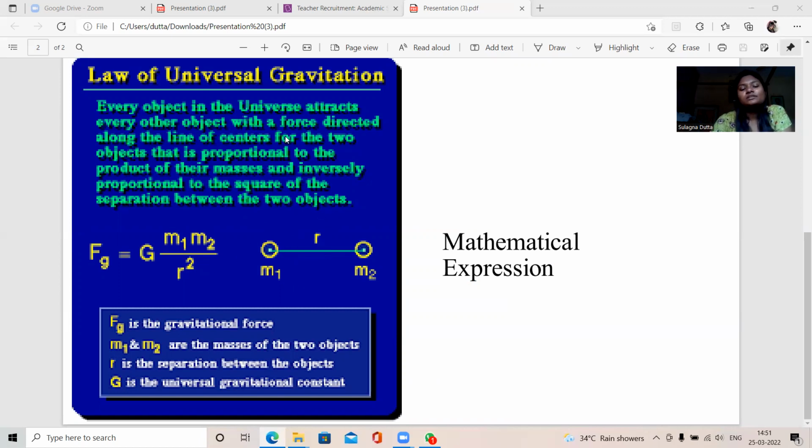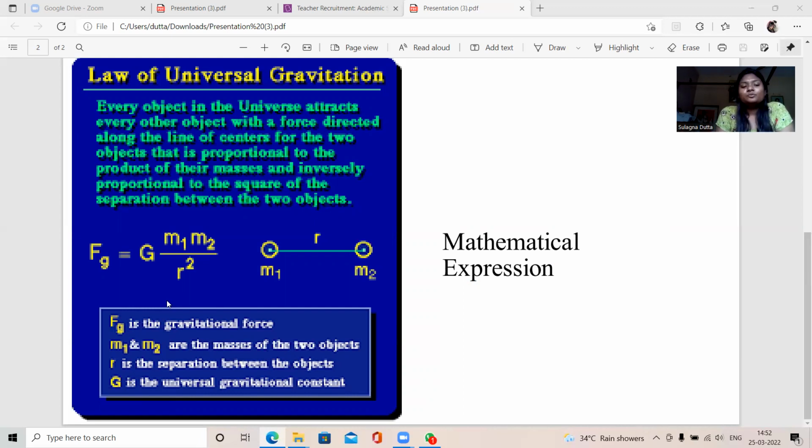So combining all the things, we can say that Fg equals capital G M1 M2 divided by R square, where, as I said previously, G is the universal gravitational constant. We should always remember that it is a universal gravitational constant. So the value of G is always fixed and the value is 6.67 into 10 to the power minus 11 Newton meter square per kg square.